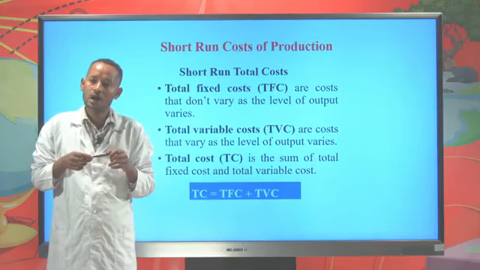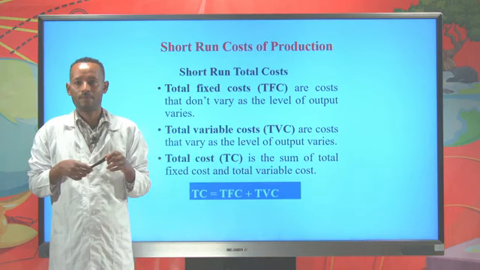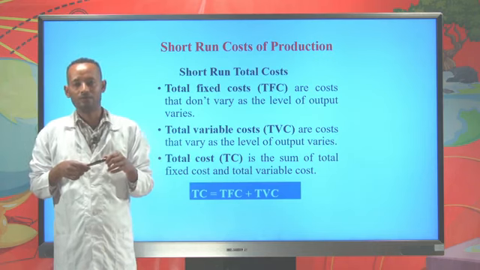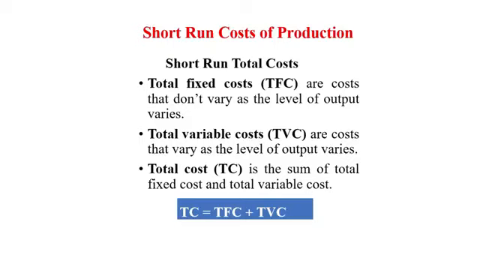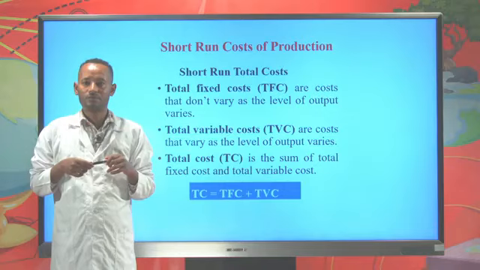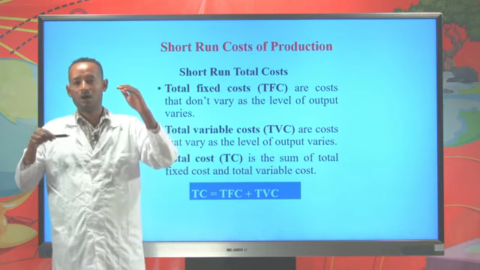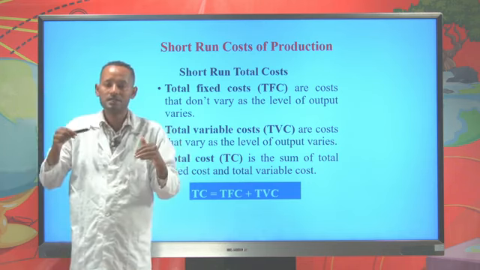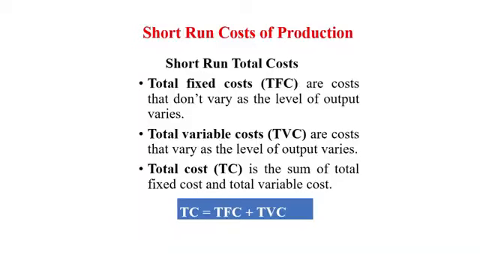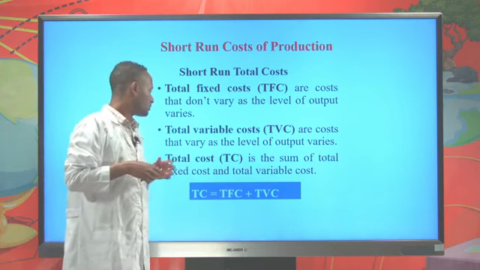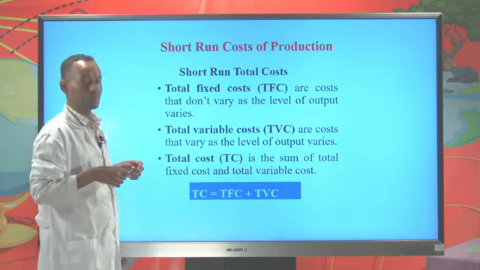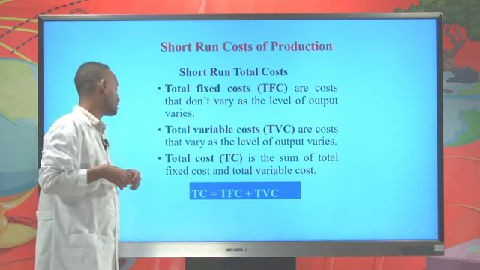And these fixed costs are the costs of fixed inputs, such as rent and land. The total variable cost is a cost that directly varies as the level of output varies. A cost that increases as output increases, and a cost that decreases as the output decreases, is called variable cost. And these variable costs are the costs of variable inputs. Finally, the total cost of production is the sum of the total fixed costs and the total variable costs of production.